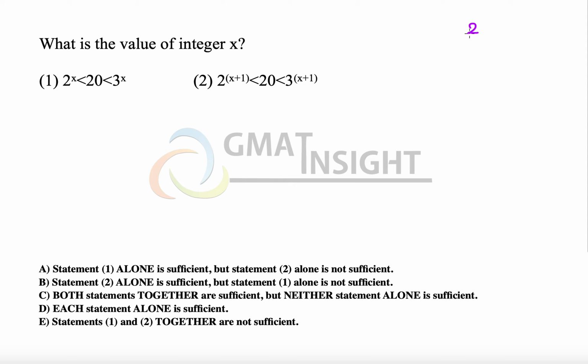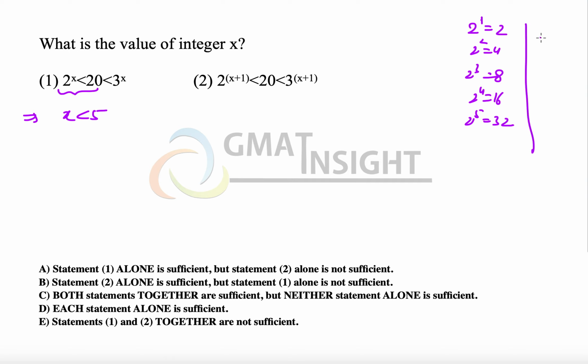So let's quickly write down a few powers of 2. 2 raised to the power 1 is 2, 2 squared is equal to 4, 2 cubed is equal to 8, 2 to the power 4 is equal to 16, 2 to the power 5 is equal to 32. So we quickly understand that for this condition to be true, the value of x must be definitely less than 5. Right? It can go maximum 4 according to this relationship.